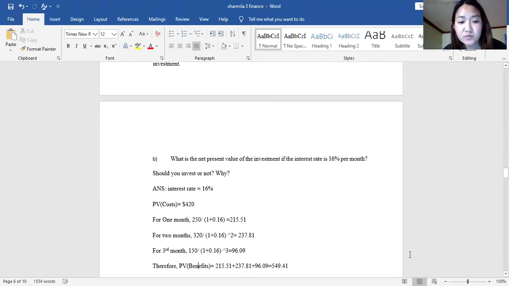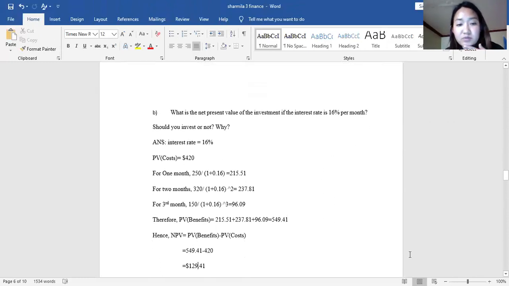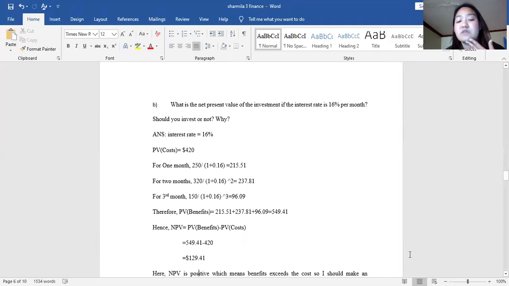So for question number B, what is the net present value of the investment if the interest rate is 16% per month? Should you invest or not? Why? Interest rate is given as 16%, so the present value cost is $420, and for 1 month, 250 divided by 1 plus 0.16 equals $215.51. For 2 months, 320 divided by 1 plus 0.16 to the compound power 2 is equal to $237.81.